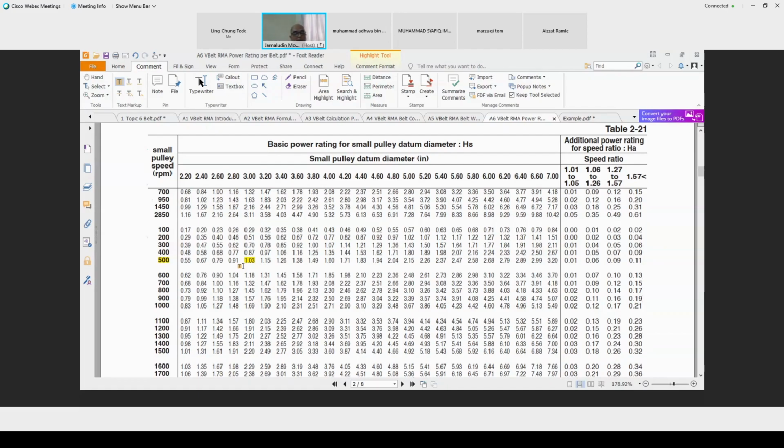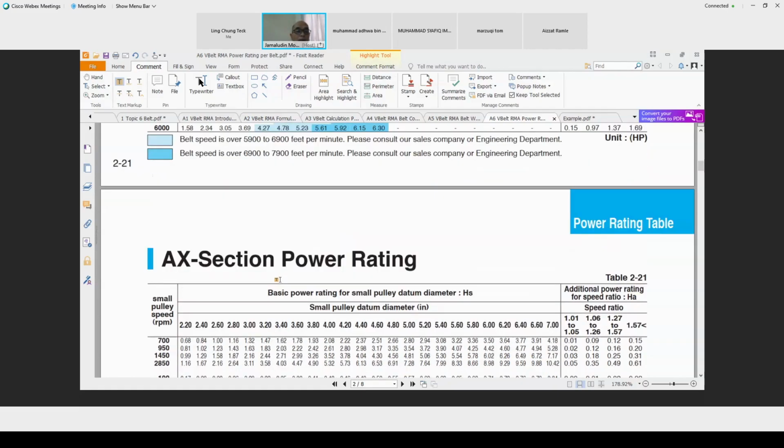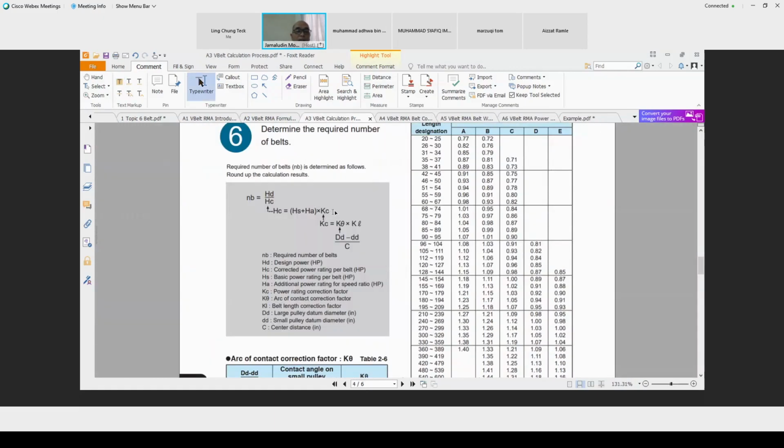Meaning that if we want to transfer more power than that, we need a larger number of belts. Is it right? That's the main idea. On the other side, there will be an additional power rating, which is HA, which depends on the speed ratio. In our case, going to the larger one, that means 0.11. That's at 500 RPM. That will be our step number 3, our SS over SA. That means this SS plus SA is the power per belt.